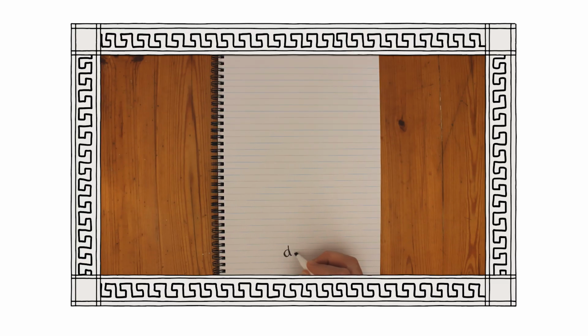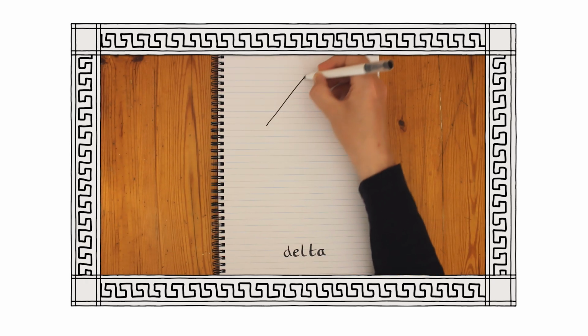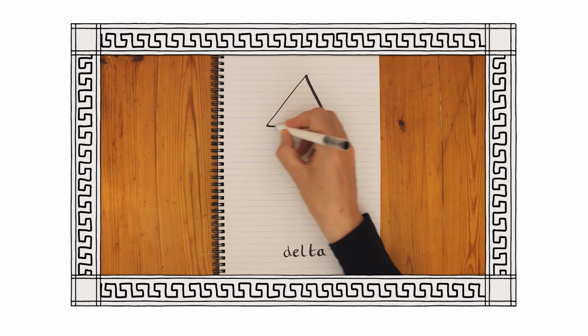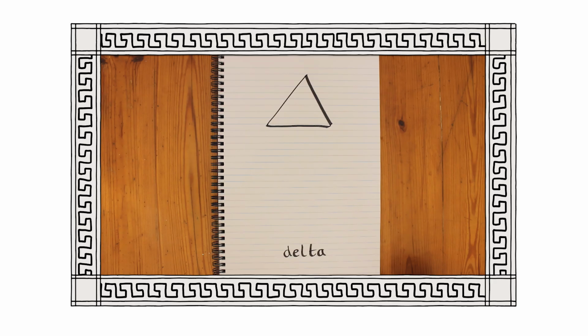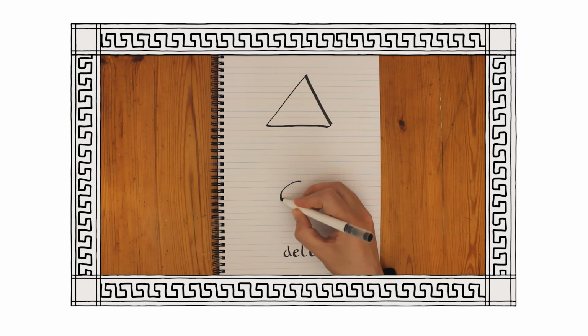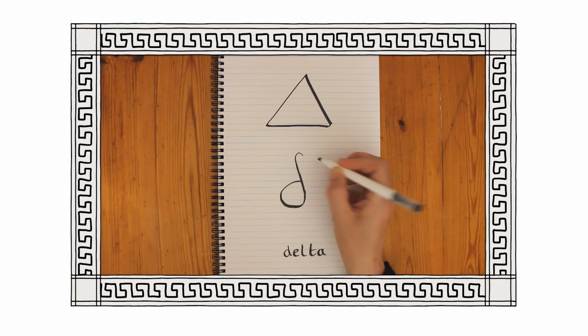Now delta, much like our D. For uppercase delta, it's a bold triangle. Begin bottom left, diagonal line towards top middle, diagonal down towards bottom right. Draw a horizontal line connecting the two bottom points. For the lowercase, we will start in the middle, then curve left and downwards towards bottom left, curve round towards bottom right, and then up towards top middle, and add a little flick for a tail.